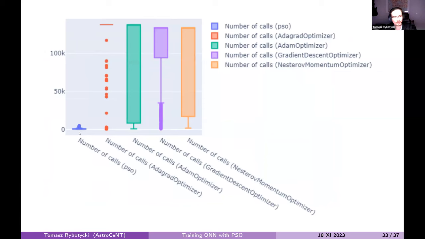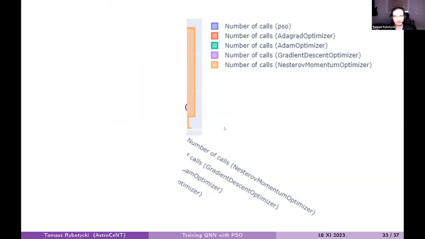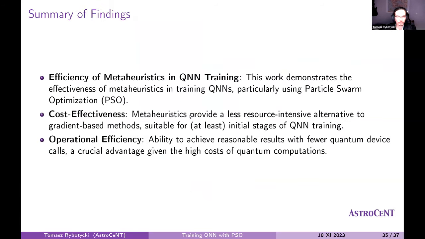As you can see, metaheuristics are really cheap in the number of calls to the quantum machine. Like, you may not see what's written here. I've got my Python opened on the next window. It says that on average, we had like 700 calls in comparison to 100K and above. So you can get the gist of how computationally cheaper metaheuristics are. Okay, so let's go to the conclusion.